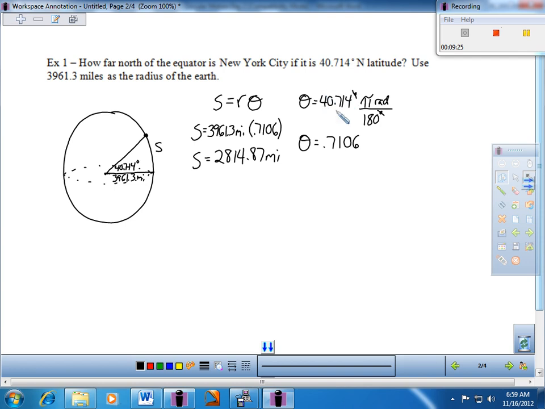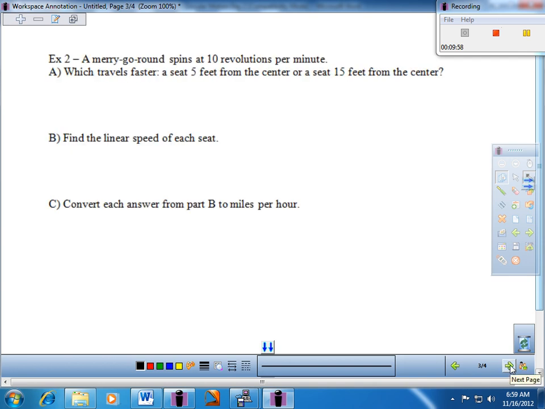And remember, of course, you should be getting better and better and starting to see degrees and radians together. 1 radian was about 57.3 degrees. So, 40 degrees is certainly less than 1 radian, as you can see right there. Okay, good. Let's go on to example 2.